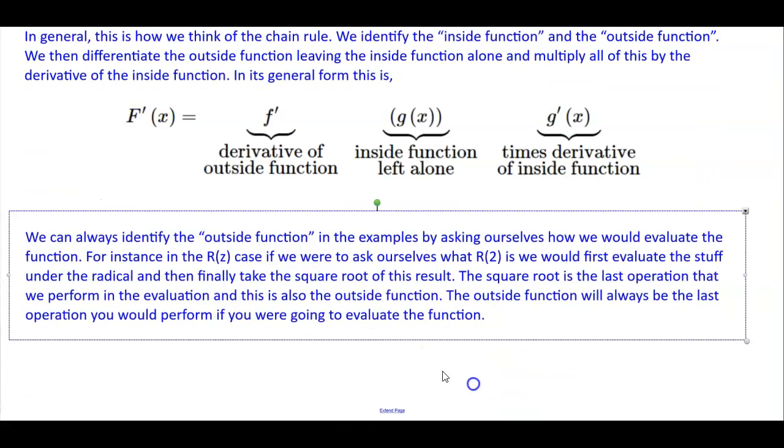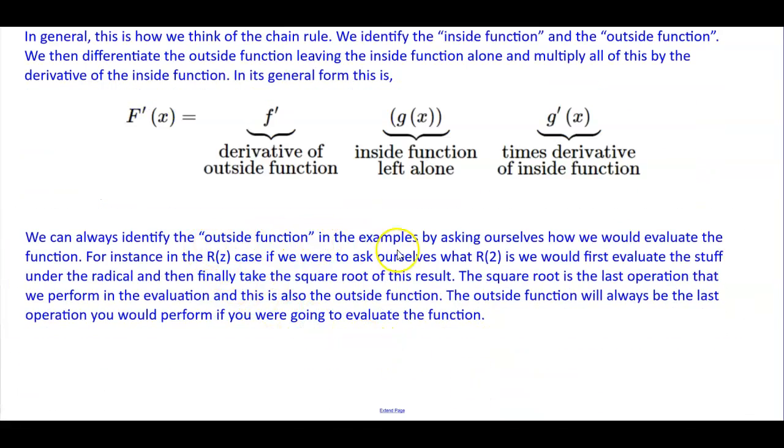So we can always identify the outside function in the examples by asking ourselves, how would we evaluate the function? So for instance, in the r of z case, if we were to ask ourselves what r of 2 is, we would first evaluate the stuff under the radical and then finally take the square root of this result. The square root is the last operation that we perform in the evaluation, and this is also the outside function. The outside function will always be the last operation you would perform if you are going to evaluate the function.